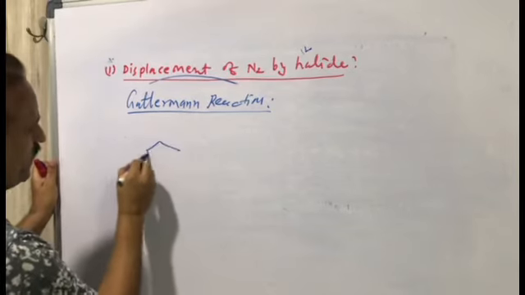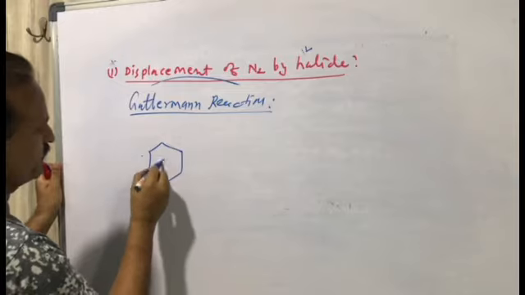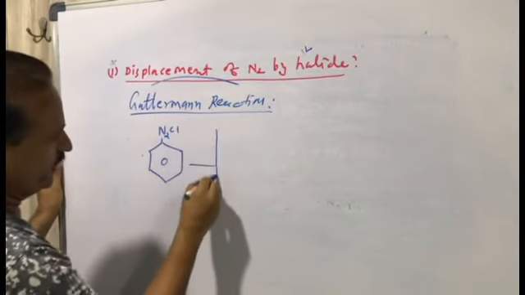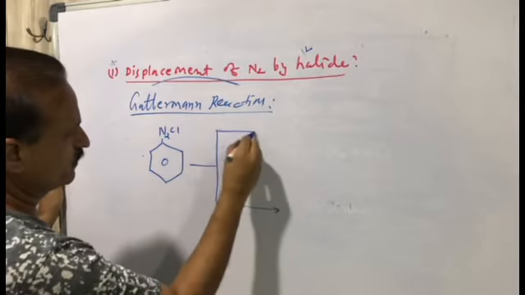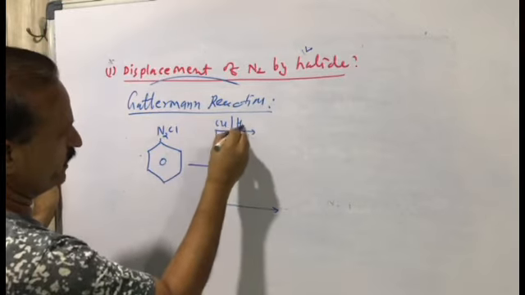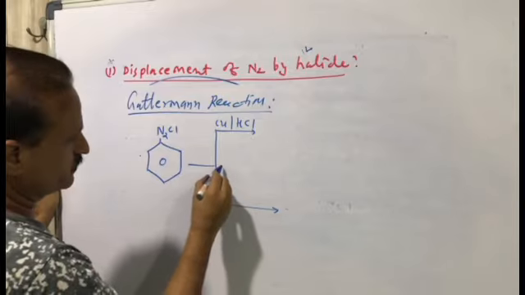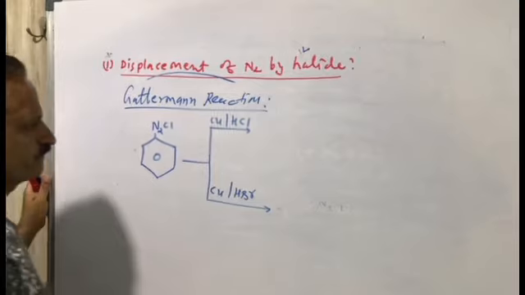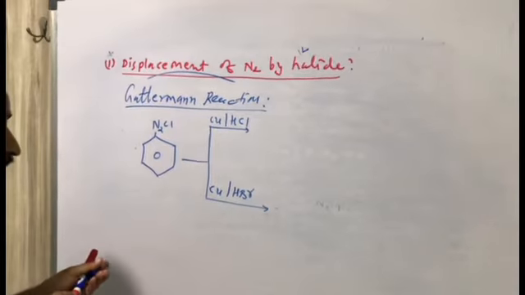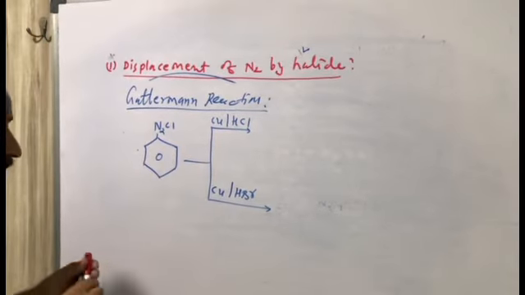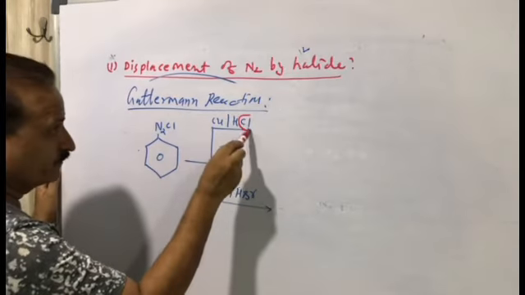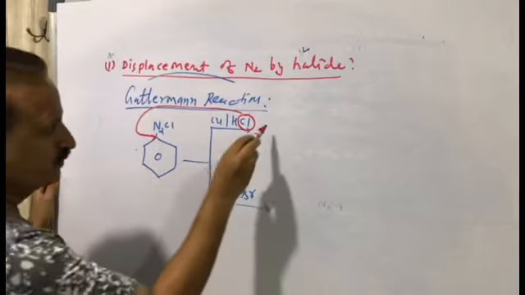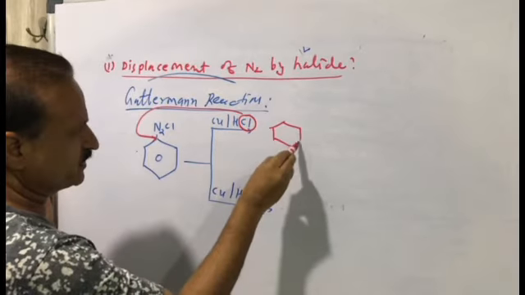Benzene diazonium chloride as it is will react with Cu in HCl, Cu in HBr. So what will happen? This Cl will make displacement of N2. So we are having the product chlorobenzene. Clear?